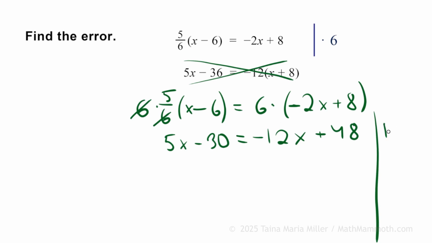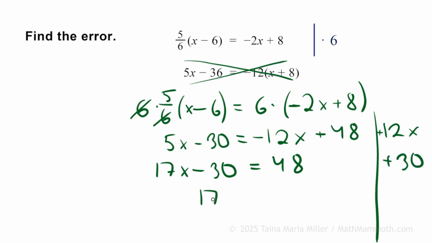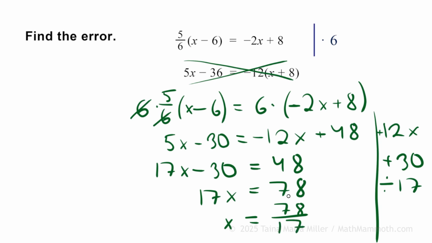Let's add 12x. And then add 30. Then divide by 17. This fraction here does not simplify because 17 is a prime and 78 is not a multiple of 17. So we're all done with this one.